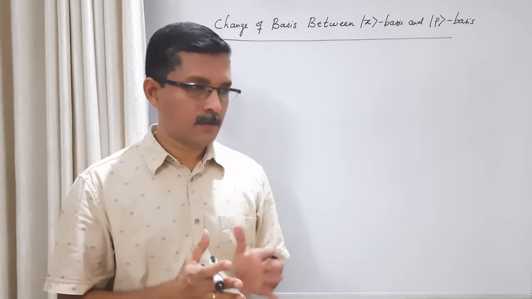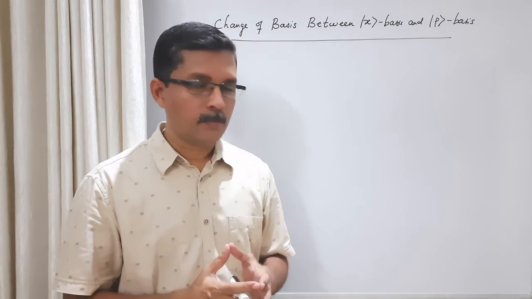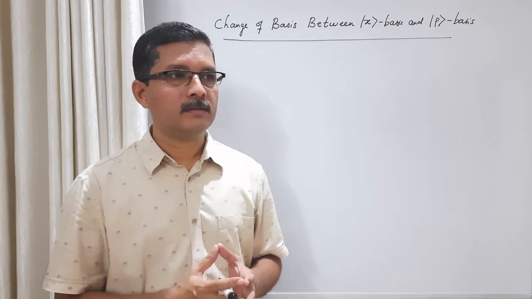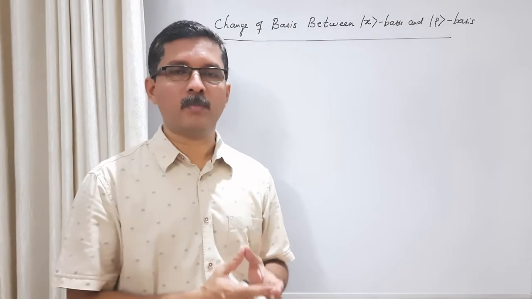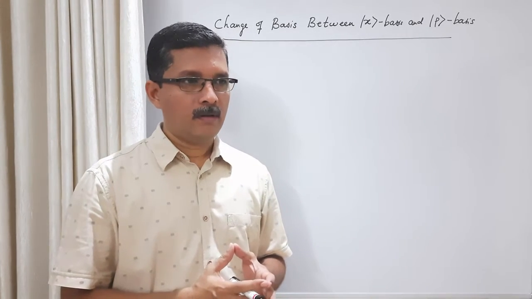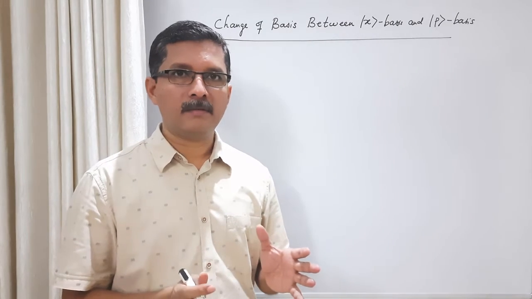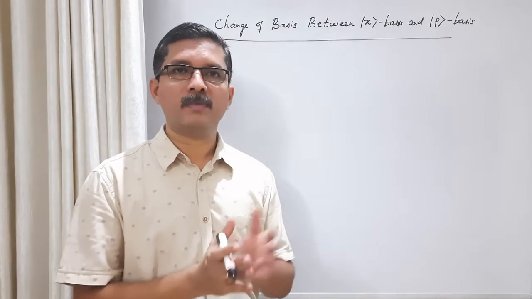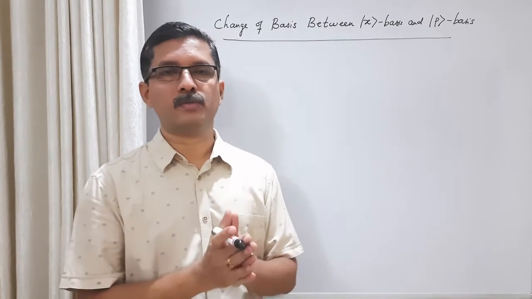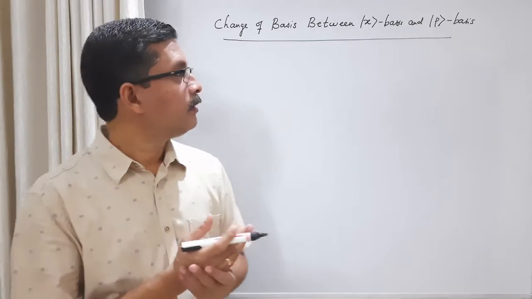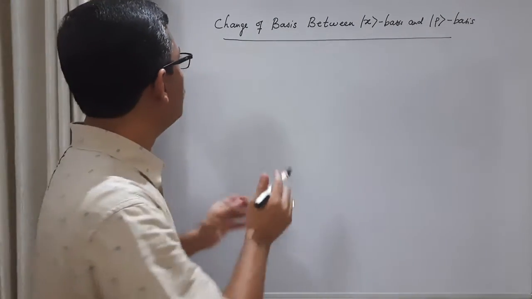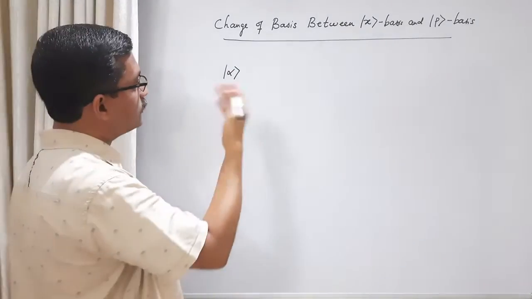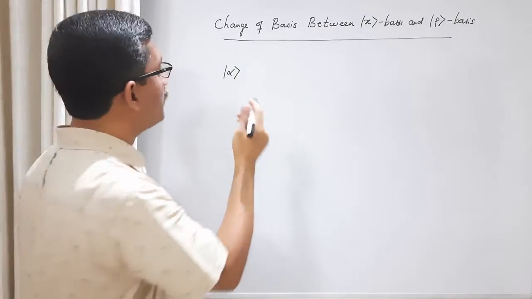In the previous few classes, we have studied position space, a space with position basis or x basis, and momentum space, a space with momentum basis or p basis. Now let us see how we change between these two bases, from position basis to momentum basis, from momentum basis to position basis. So if you have a general ket vector, we can express this either in position basis or momentum basis.